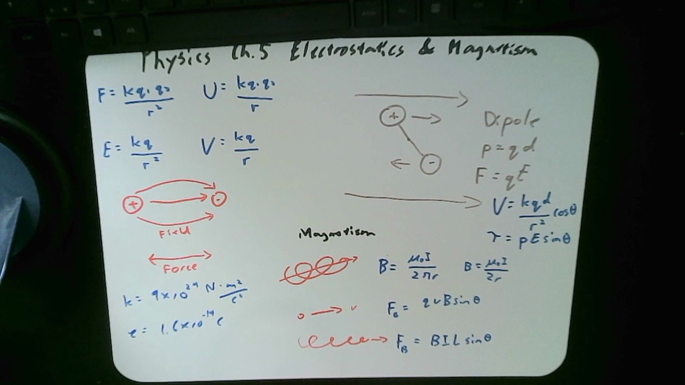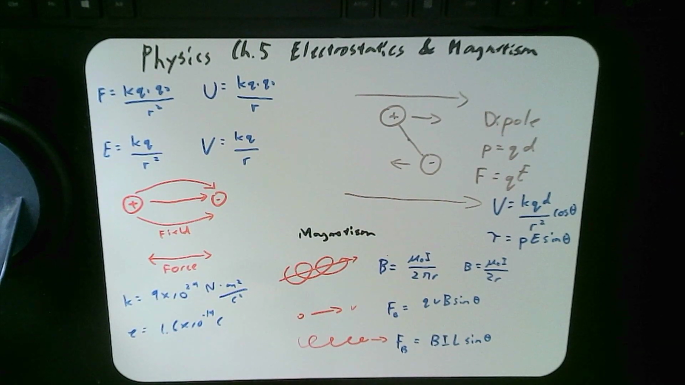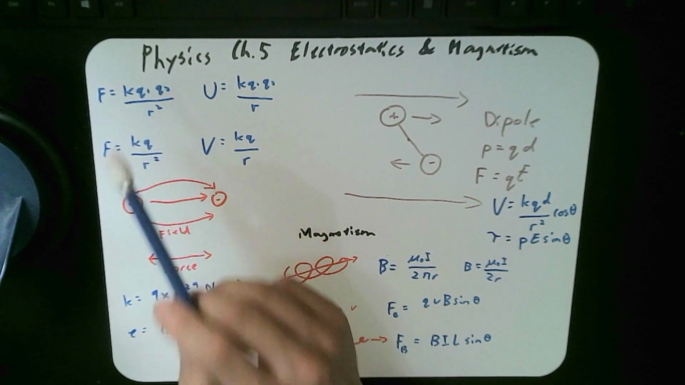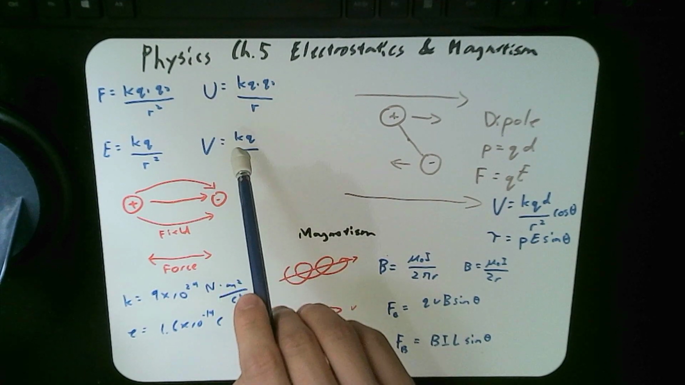We have Physics Chapter 5, Electrostatics and Magnetism. We have here force, discussing electric field, electric potential energy, as well as electric potential.